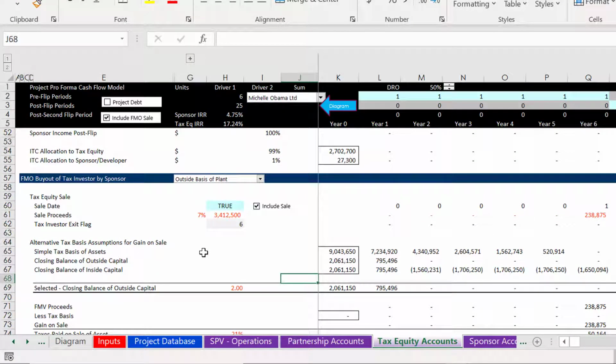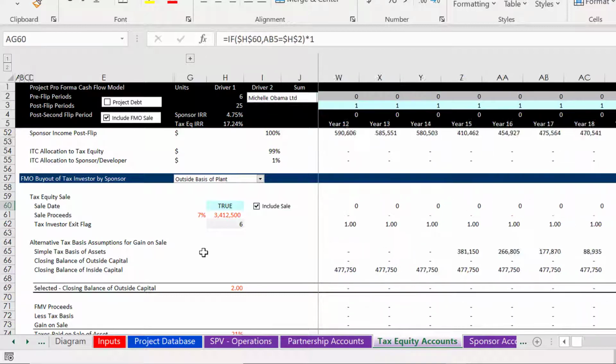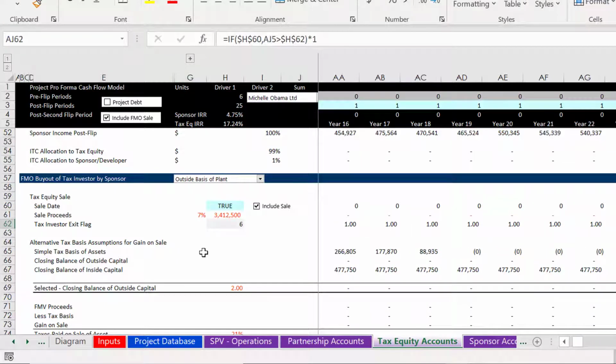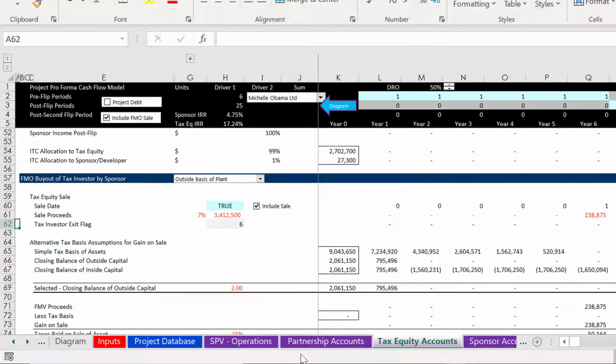Now, the next point is this painful part of modeling the sale, which really shouldn't be that hard. Basically, it should be a little flag for when the sale date occurs, and the sale proceeds that come from our input 7%, and this is the total amount of the investment, so you can see this is the amount you're getting. And then we have the flag that says the tax investor is no longer in there.